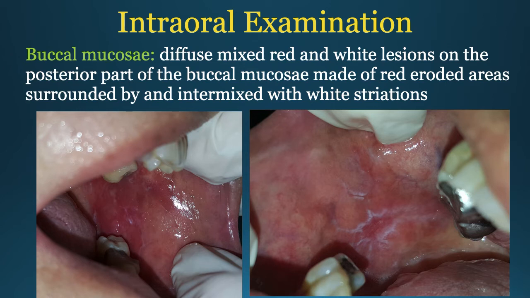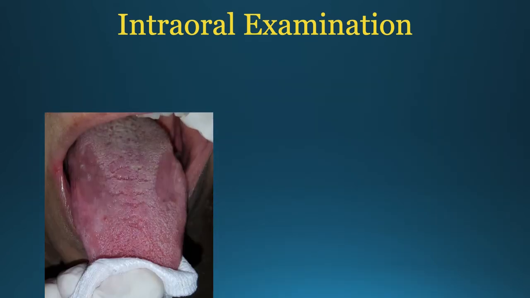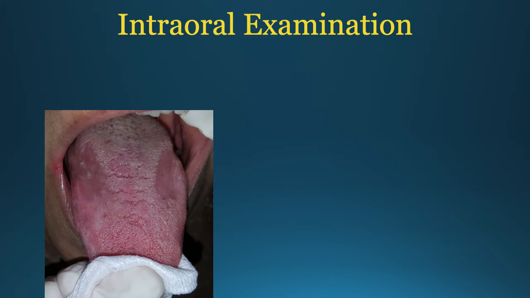Especially since we have whitish striation. It seems to be a reticular form of lichen planus mixed with the erosive form of lichen planus. So this clinical presentation fits lichen planus. So let's check if the other lesions could also fit the differential diagnosis of lichen planus or not. Here we have the tongue with multiple eroded areas, so it seems to be the erosive type of lichen planus.